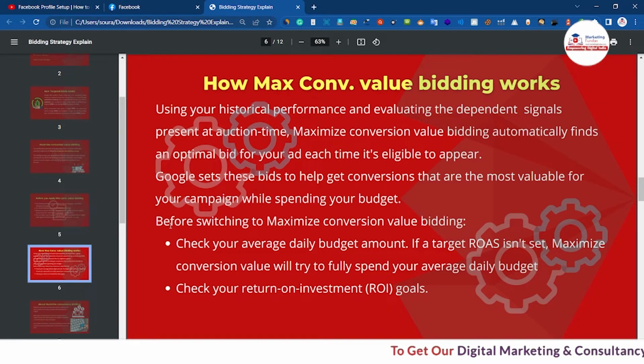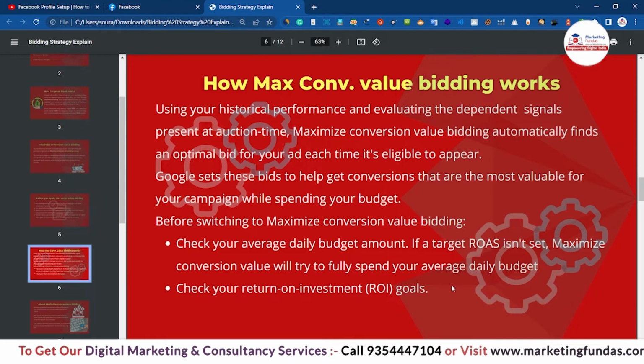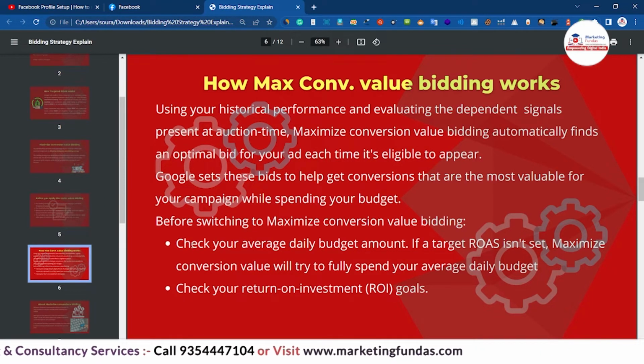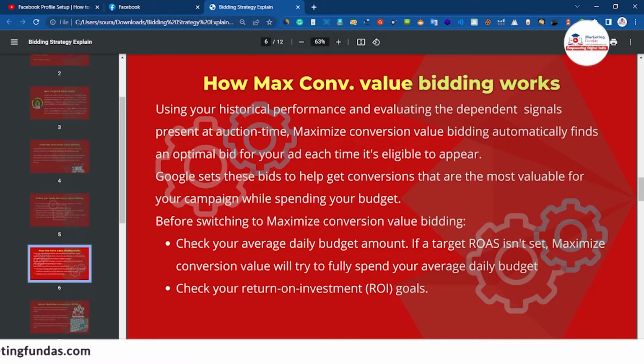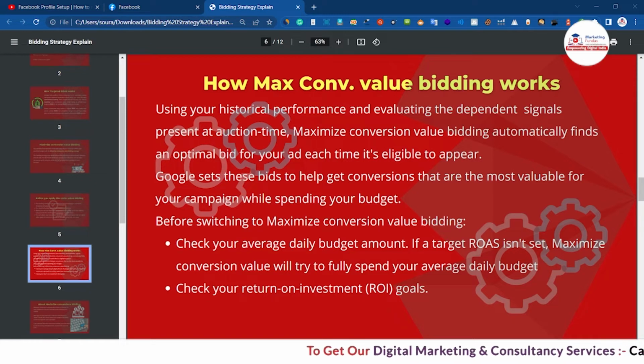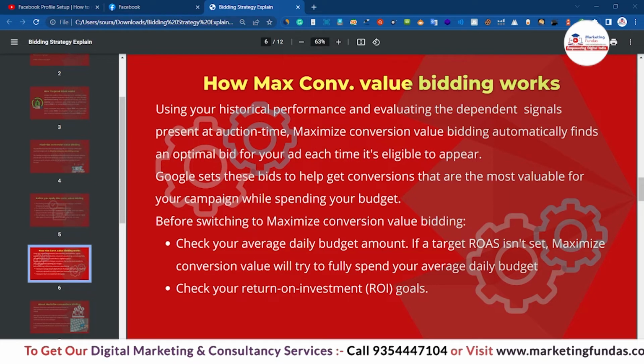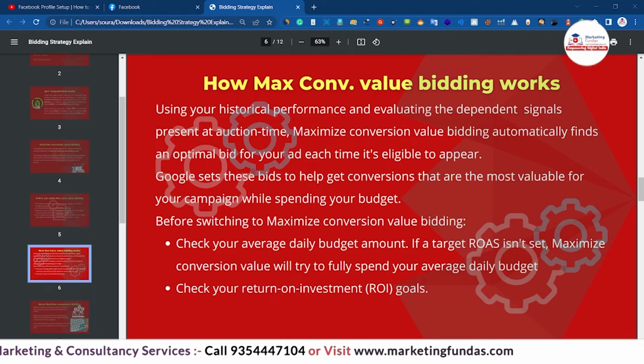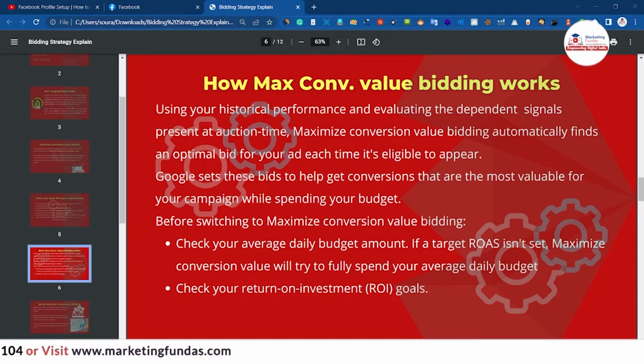Now, before switching to maximize conversion value bidding, you need to check these 2 points. First one is to check your average daily budget amount if a target ROAS isn't set. So you should set your target ROAS beforehand, because if you don't set a target ROAS, this bidding strategy will exhaust all your budget, as it tries to bring the conversions, and to bring the conversions it sometimes exhausts or spends beyond the limit.